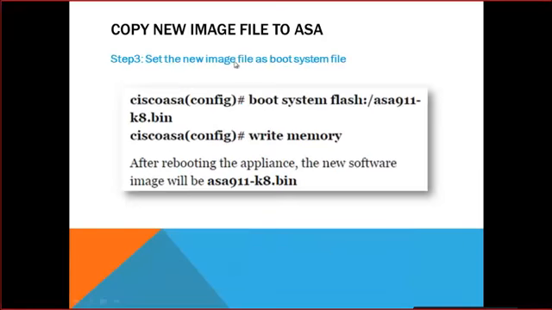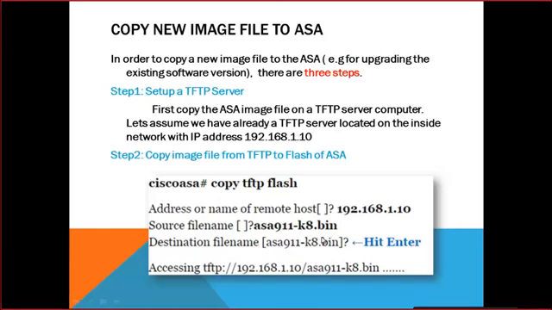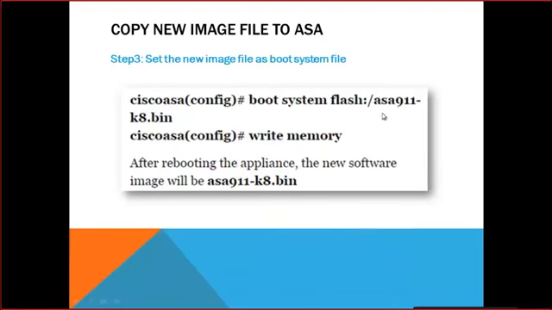Second step. After that, you need to tell ASA to boot from the new image. The previous step only copied it. You have copied the image from the remote server. Copying is not enough. You need to tell ASA to boot next time from the new image. So we go to the global mode and say boot system flash and the image name that you copied, write to memory, reload. When you reload, you will see your ASA has the new image in it.